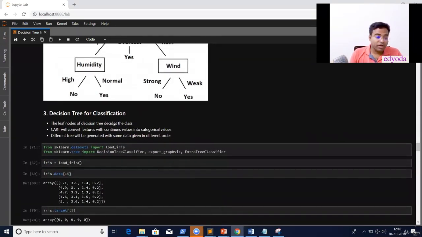Okay, so CART is the one, and one important aspect here is that it is kind of an assumption in decision trees that features are independent of each other. Okay, and decision tree classification, since it is CART based, works on feature data which is continuous. Okay, and a different tree will be generated when you have the same data. I'll do this classification part one more time.